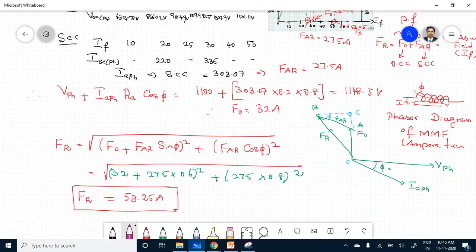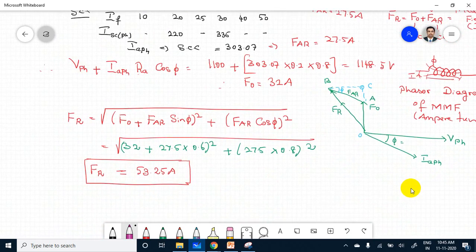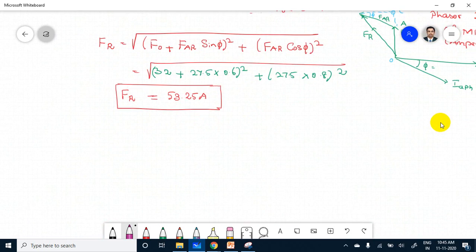Now go to our problem. Find the regulation. Therefore, the regulation equals E phase minus V phase divided by V phase into 100. So E phase, how much? What is the E phase value? E phase, what is the answer? We got it.